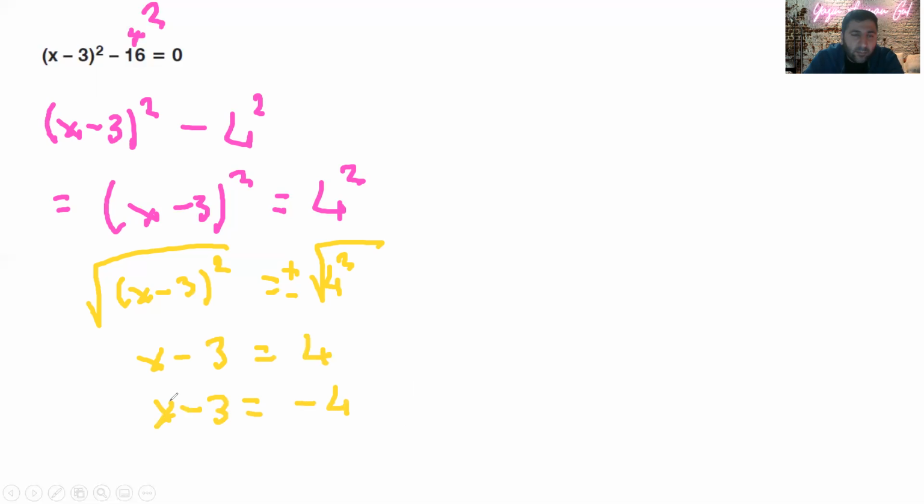Then, because this is an expression, you see x is not alone here, so I need to leave x alone. Then I'm going to do this. x equals 4. I'm going to take this negative 3 to this side, that is going to be positive 3. Then x equals 4 plus 3, 7.